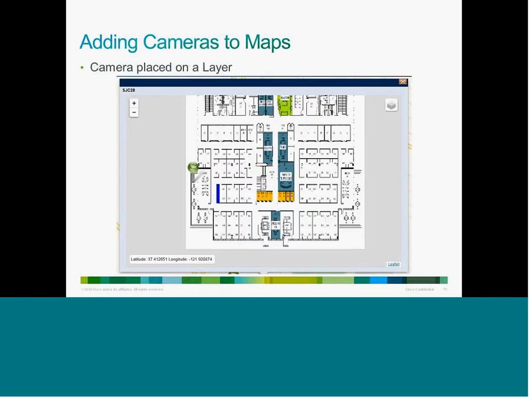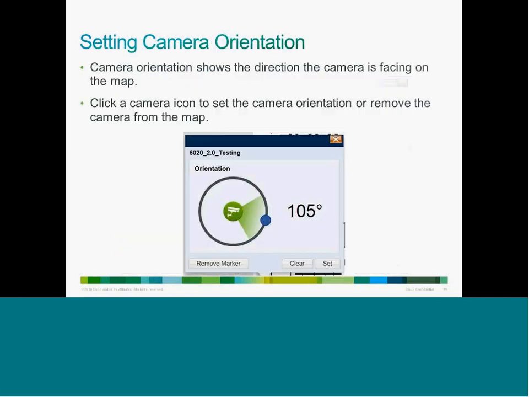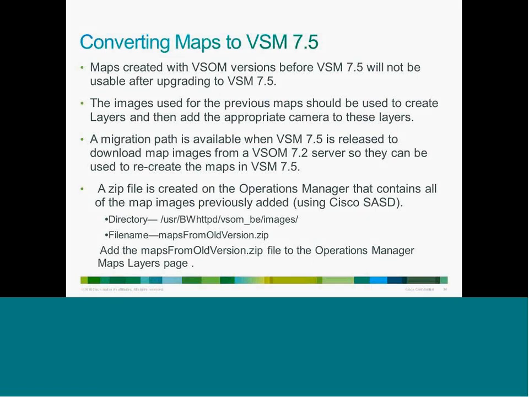We went through the steps. We played around with a layer. We adjusted the camera orientation. Pretty simple stuff. And then, briefly, how to convert the maps you had pre-7.5 to 7.5. As you said, they will not work as is because they lack the latitude and longitude parameters. So we have a migration path for taking the strategies you have and moving them to 7.5.